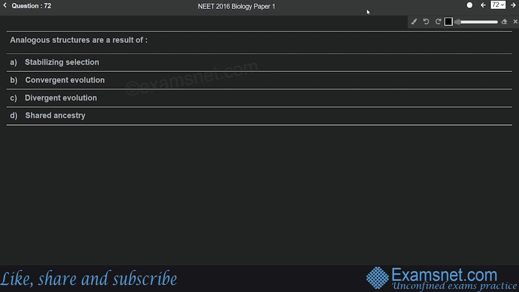Question number 72 is from the chapter Evolution, and the question is, analogous structures are a result of, options are stabilizing selection, convergent evolution, divergent evolution and shared ancestry. So let's see what is meant by convergent evolution and divergent evolution. We know that evolution is of two types, divergent and convergent evolution. Now, what is the meaning of divergent? It means starting from a common point and diverging in different directions, right? This is the literal meaning of divergent. Whereas convergent means coming from different points but converging at a common point.